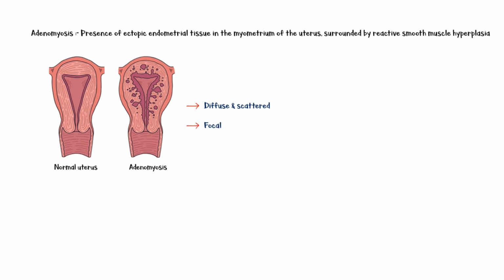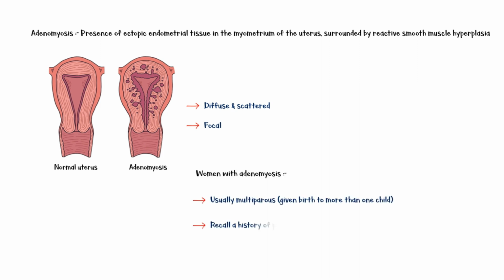Women with adenomyosis are usually multiparous and may recall a history of previous gynecological surgery. And they are usually diagnosed between 30 to 50 years of age.